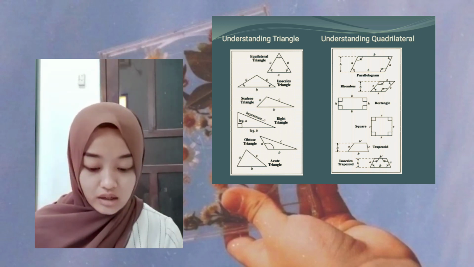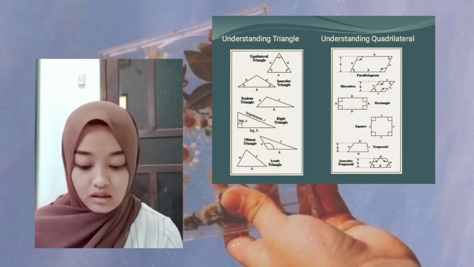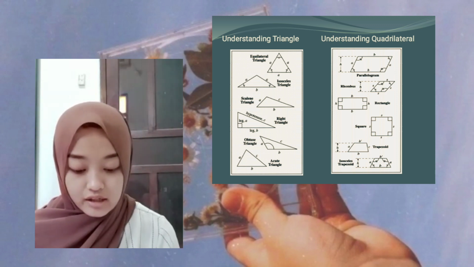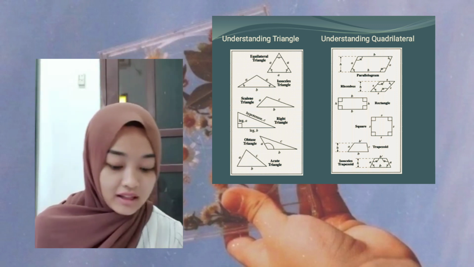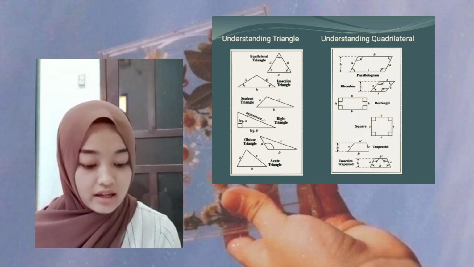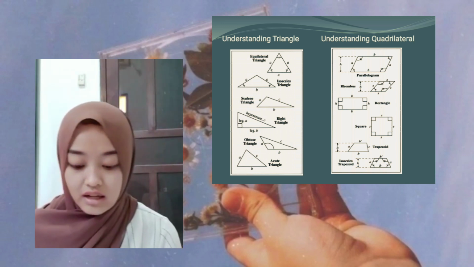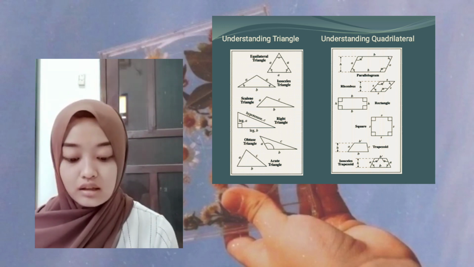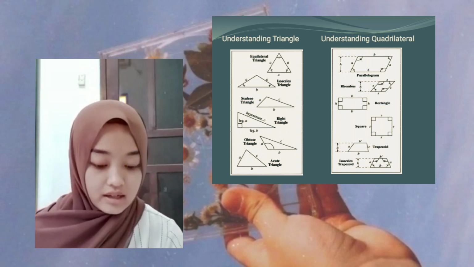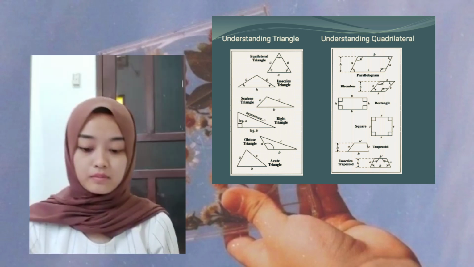D. Understanding quadrilaterals. 1. A parallelogram has two pairs of parallel sides. Its opposite sides and its opposite angles are congruent. The height is the distance between the two bases. This distance is perpendicular to both bases.